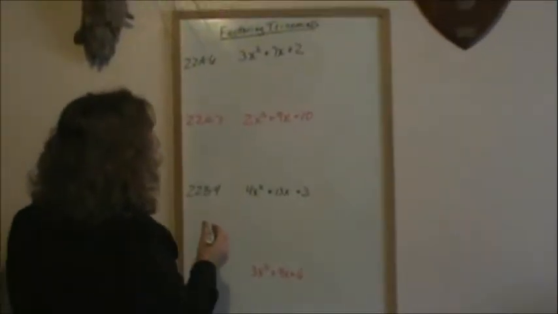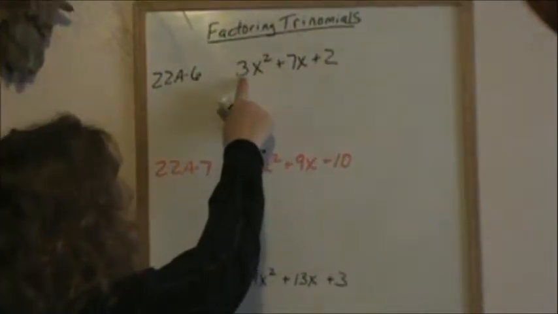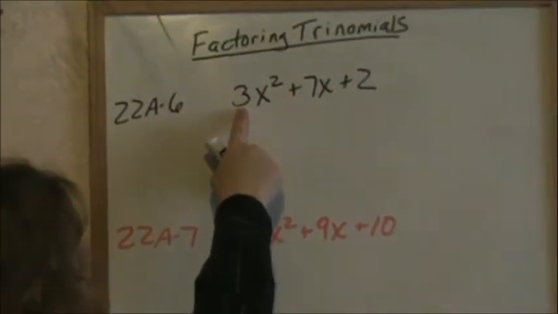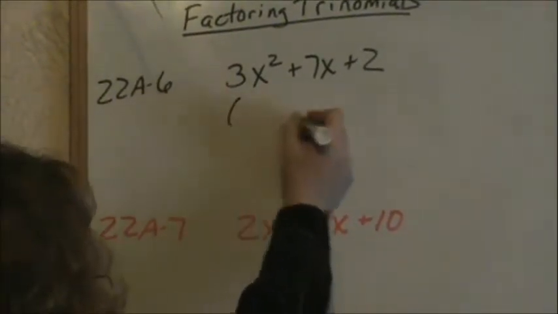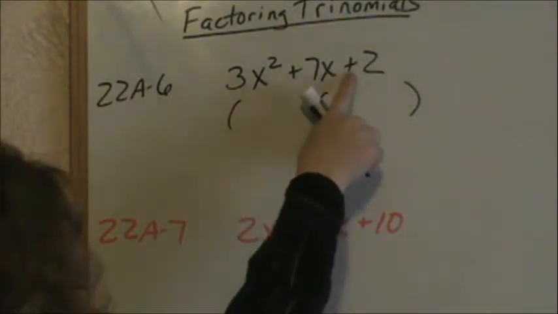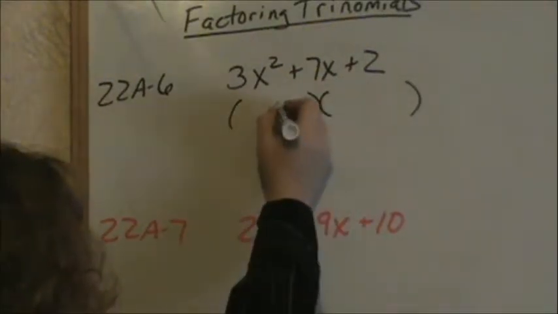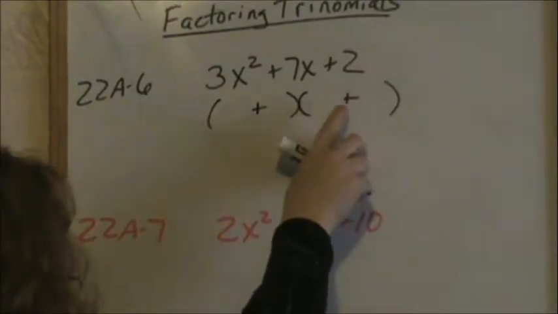We're still factoring trinomials. The difference on these trinomials is that they will have a coefficient in front of your x squared term. Okay, so these will still factor into two binomials. Our signs are positive and positive. We are still in a positive world, which means that your signs in your binomials will still be positive.